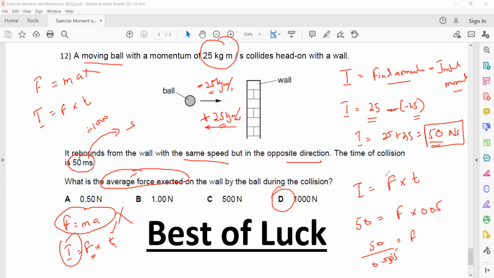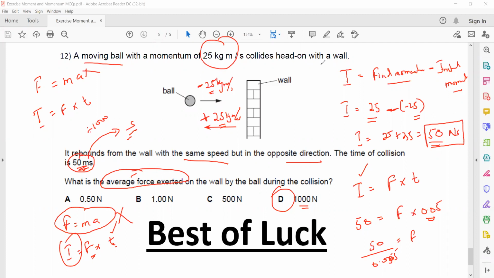And now the formula, impulse is force into time. So you have the impulse, which is 50. The time in the question is given as 50 millisecond. But in your answer, the time should be in seconds. So you have to convert millisecond into second. So divide by 1000. So it will be 0.05, and 0.05 is multiplied, on the other side it will divide, so you will get 1000 newtons. That's why D is the right answer for this question.